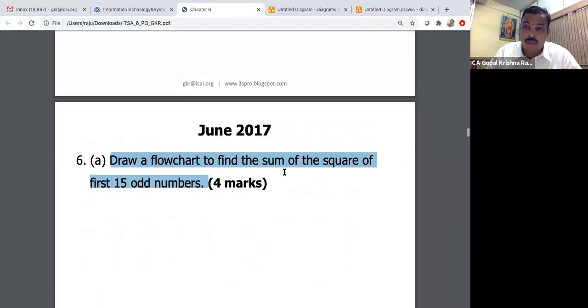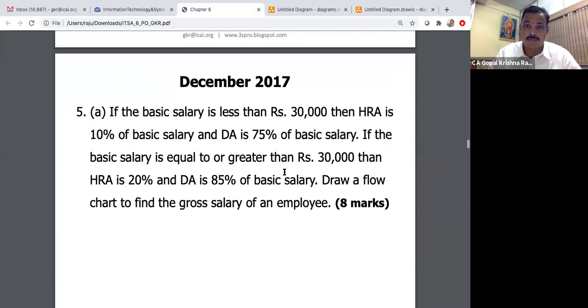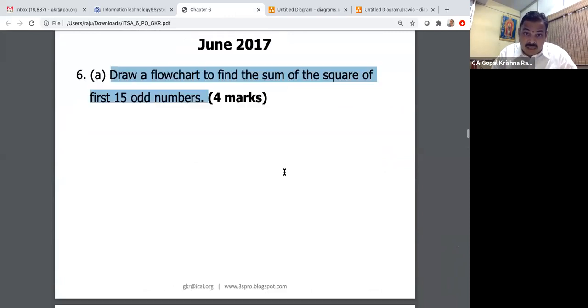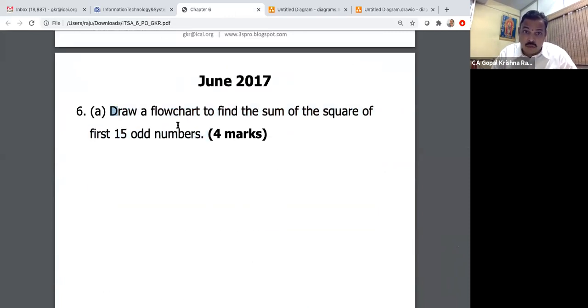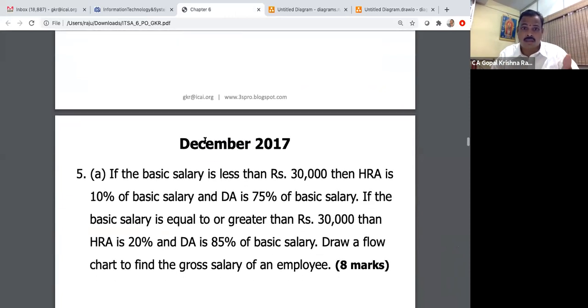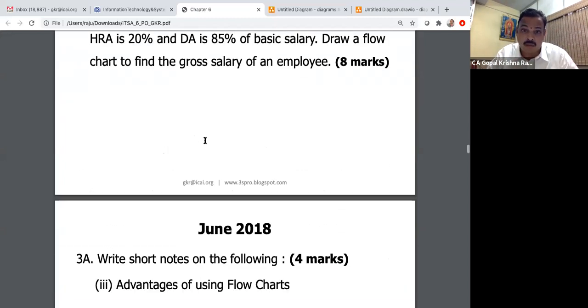Now very simple, let me take you to another question here. If basic salary is less than 30,000, then HRA is 10% of basic salary and DA is 75% of basic salary. Actually, for these kinds of questions you have to create the algorithm and draw the flowchart. But in questions like this, the algorithm is already given, the entire steps are given, so you can straight away draw the diagram. It's very simple, and 8 marks just like that you can get. So very quickly I will do it.